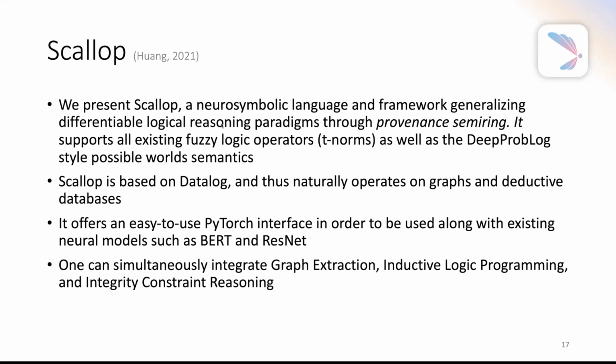Scallop is a language, and it's very general. It can be applied to many tasks, and we've shown it to be applied to domains including natural language, image processing, video processing, and things like that. But in this case, we are going to just talk about the natural language application. Here, Scallop is a language based on Datalog, and it naturally operates on graphs and deductive databases. It offers an easy-to-use PyTorch interface in order to be used along with existing neural models.